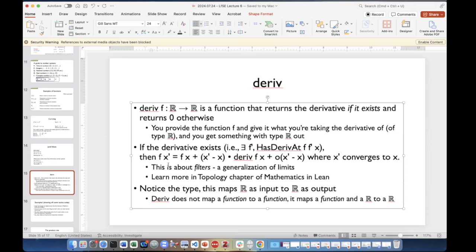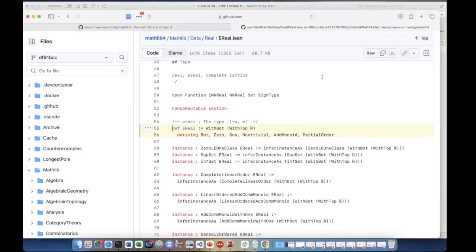And if you don't quite follow this, that's okay, because a lot of this stuff is new to scientists and engineers. This is about filters, and filters are a generalization of limits. The topology chapter of Mathematics in Lean talks a lot more about those. And so we go to Mathematics in Lean.